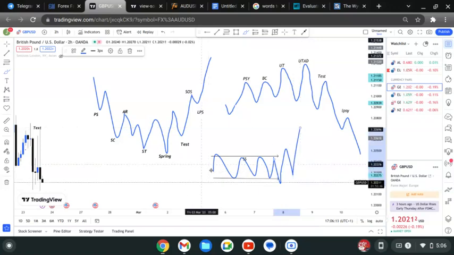I taught this concept when I was teaching liquidity inducement in one of my videos. You can check other videos out. So this is basically the same concept, the same idea behind what is happening here. The transfer of the sellers, liquidating those sellers, taking out their stop losses to eventually take price upwards.